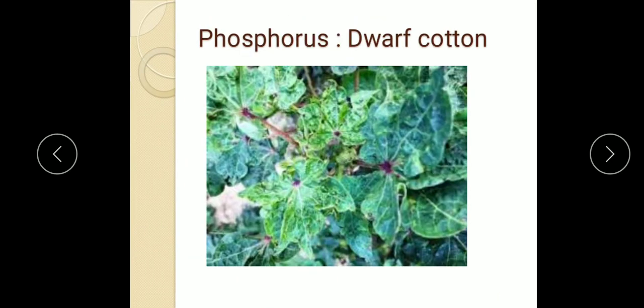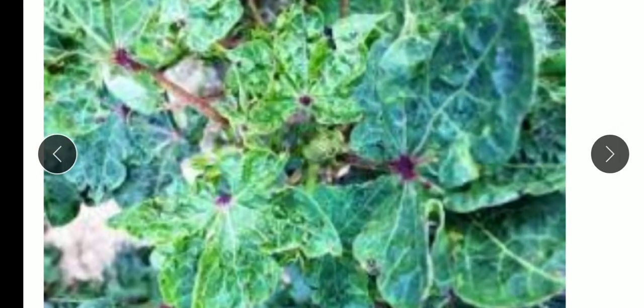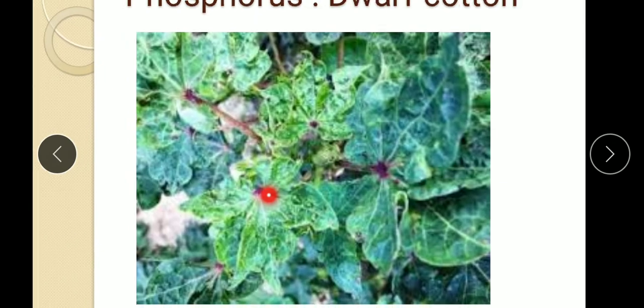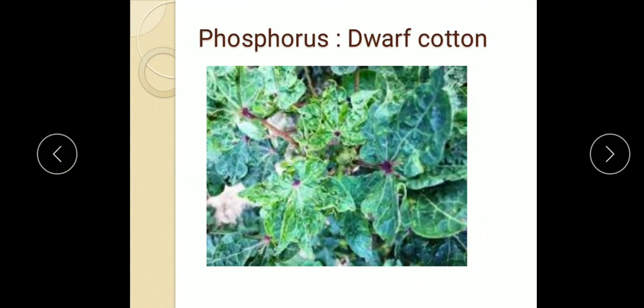Next disease we will see here. Next disease is dwarf cotton, which is caused due to the deficiency of phosphorus. Dwarf means small. Proper growth is not there. So the plant shows poor and stunted growth, means height of the plant does not increase. Leaves turn bluish green or purple in color. You can see here in the diagram. So height of the plant does not increase and leaves turn blue or purple in color.